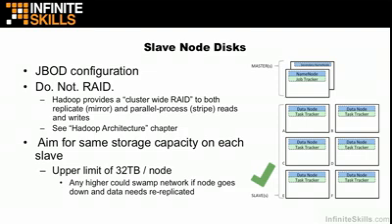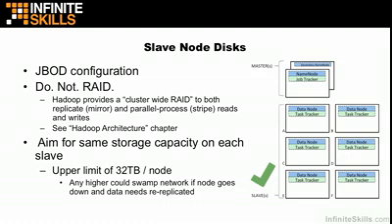On the slave node disks, there's a couple considerations that are very important. You want a JBOD, or just a bunch of disks, configuration. You absolutely do not want to RAID these machines. Hadoop itself provides a cluster-wide RAID to both replicate and parallel process, or stripe, both the reads and the writes. You'll see more about this in the Hadoop architecture chapter. You want to aim for having the same storage capacity on each slave.